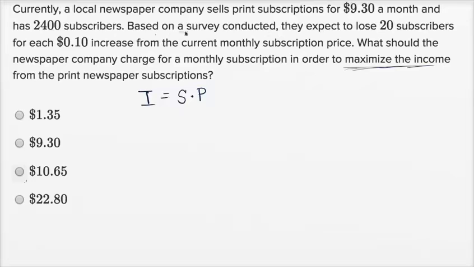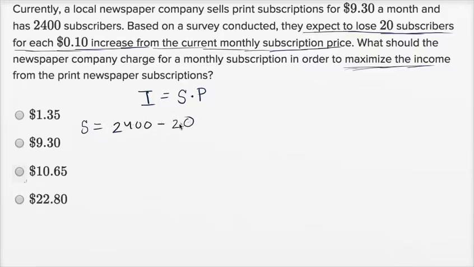If your price goes up, you're going to have fewer subscribers. So they tell us right over here, based on a survey conducted, they expect to lose 20 subscribers for each 10-cent increase from the current monthly subscription price. And the current monthly subscription price is $9.30. So let's see if we can write our number of subscribers as a function of price. So at the current price, we have 2,400 subscribers. But we're going to lose 20 subscribers. So I'm going to subtract 20 subscribers for every dime above $9.30.